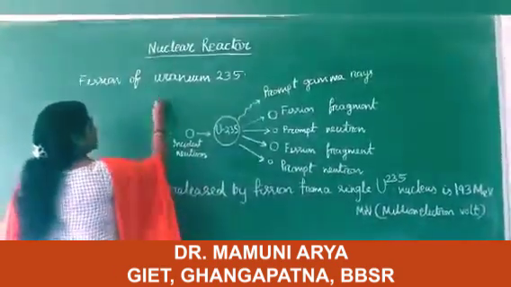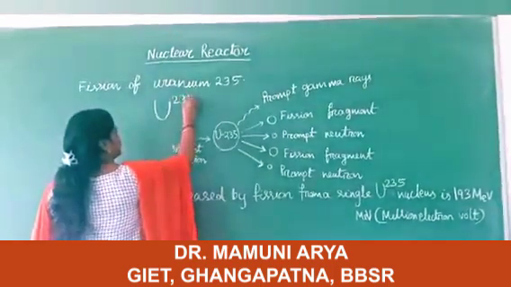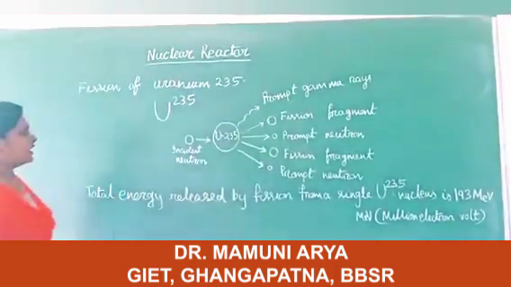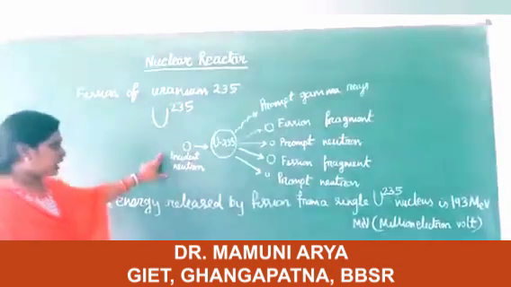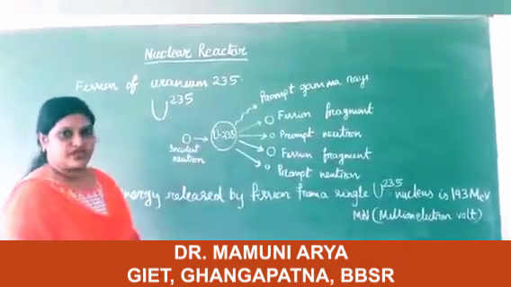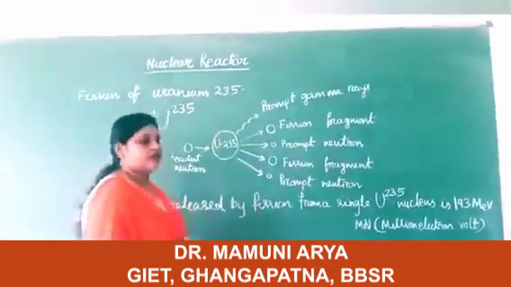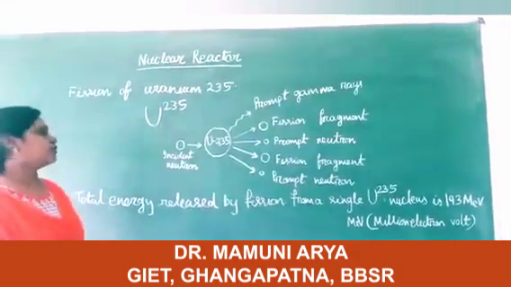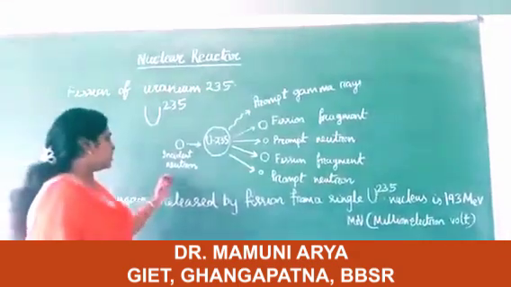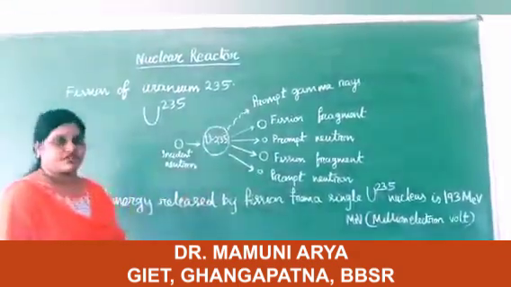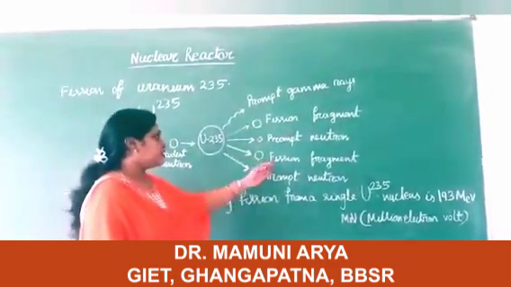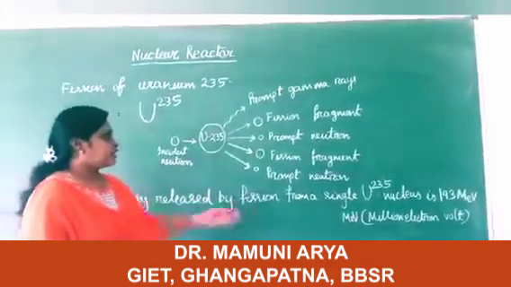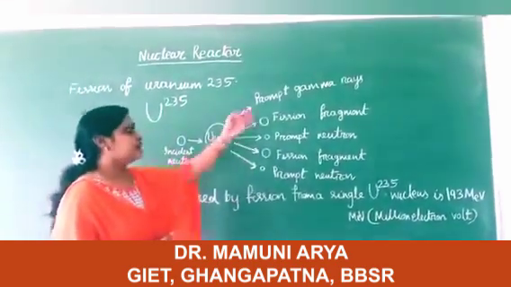So this diagram is an example of the fission process of uranium-235. We can write it as uranium-235 like this. So when a neutron, that is known as an incident neutron, collides with uranium-235, those are the decaying particles which we are getting by the collision of the neutron with the uranium-235. Those are the fission fragments, prompt neutrons and some gamma rays.